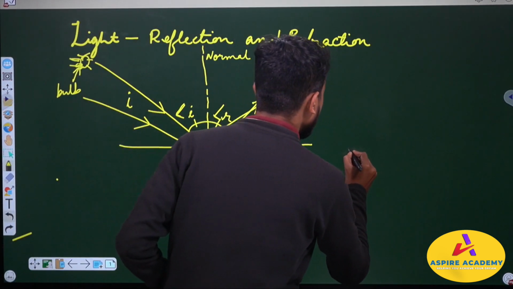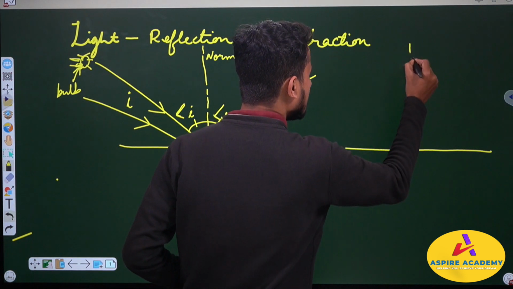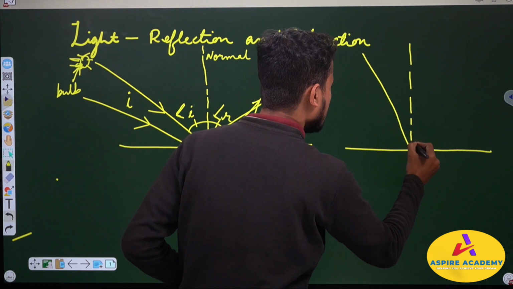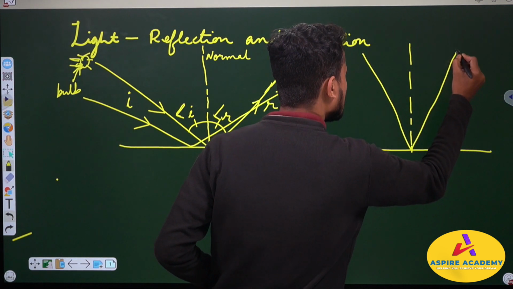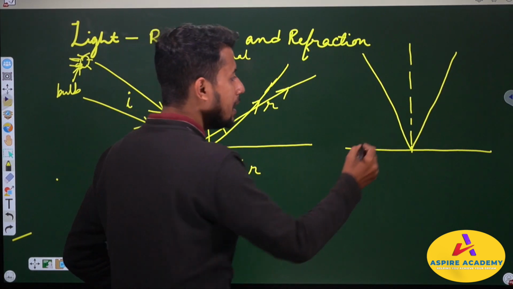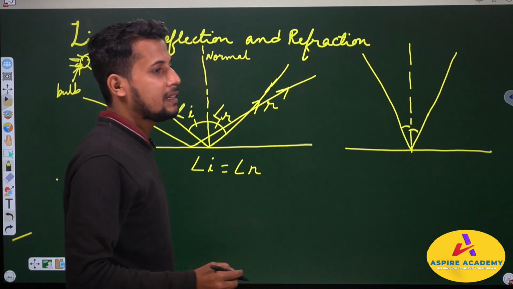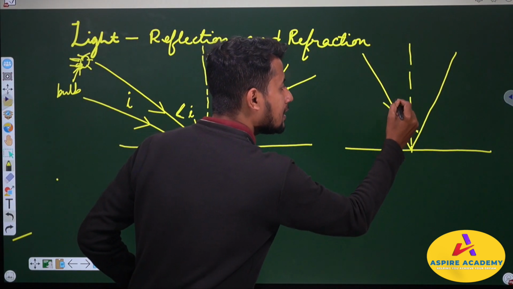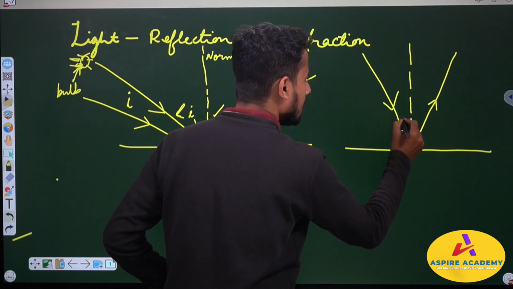Alright, take it this way. Say this is the mirror, this is the normal. The more I bring the incident ray closer to the normal, the reflected ray will also bounce back directly in the opposite direction, becoming closer to the normal. You see, the distance between the incident ray and the normal has reduced, and so the distance between the reflected ray and the normal has also reduced. Alright.